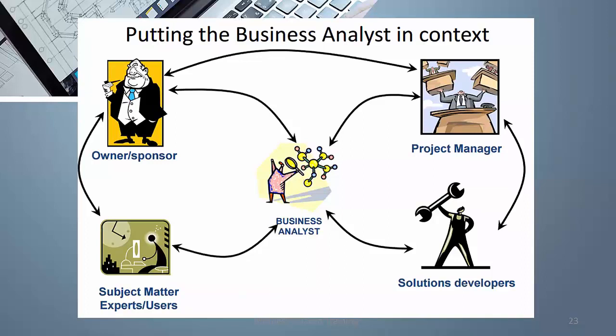So you work with everybody. The BA is the only person who actually connects to multiple people. You work with the owner, the sponsor, the project manager, the solution developer to develop the solution, and the subject matter experts. Now, this is the key.